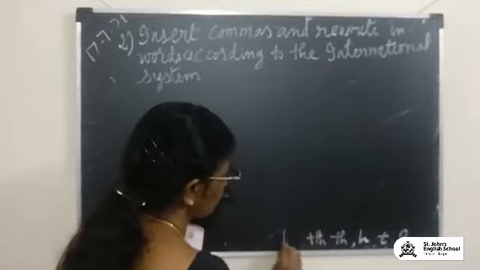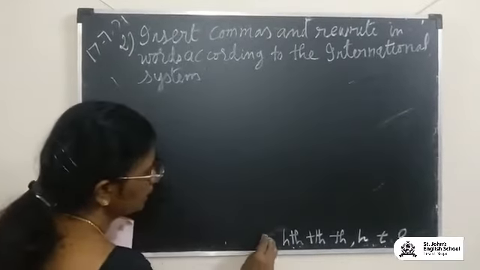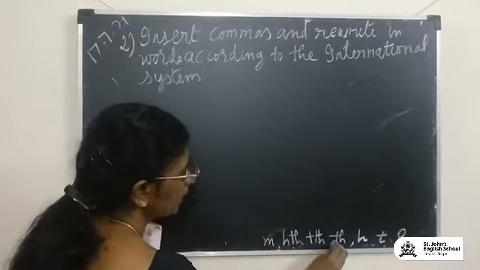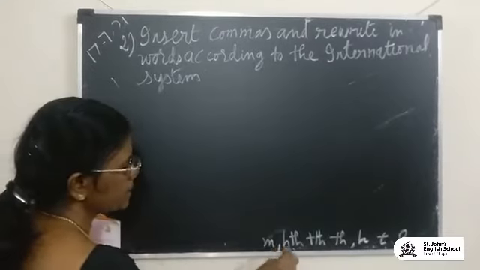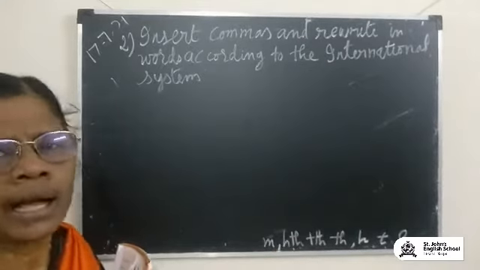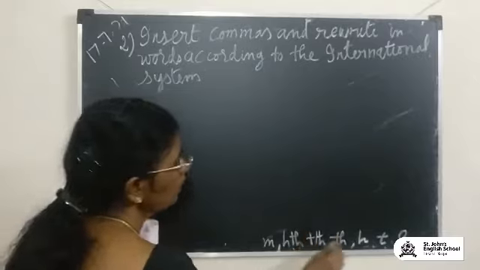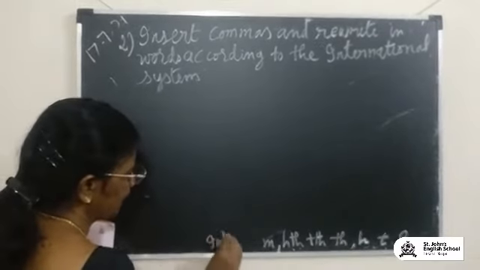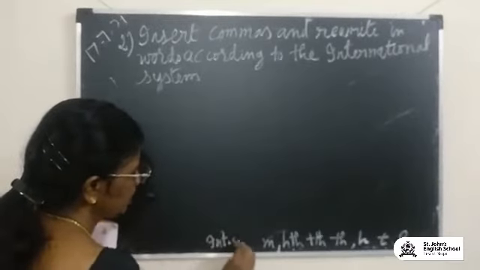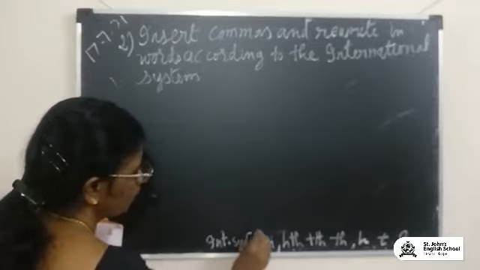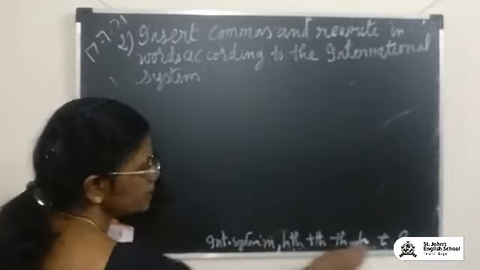Thousands, ten thousands, hundred thousands. Then you will have only million. You will not have more digits; only up to this you will have. Just for you to know, in the international system, what all digits you are having, I'll just write it down.